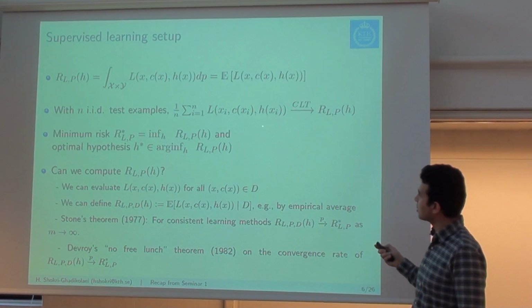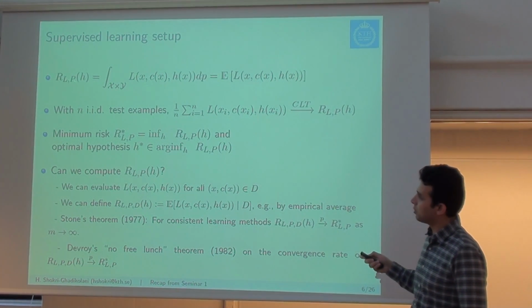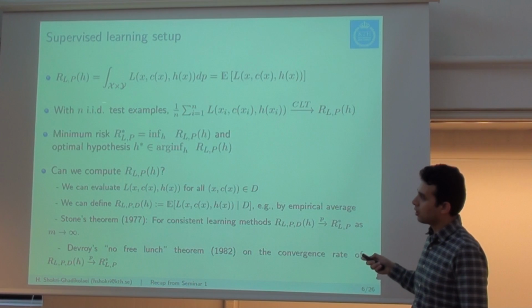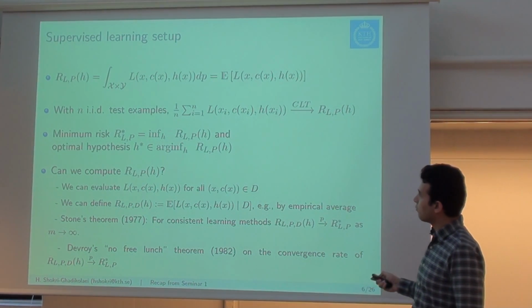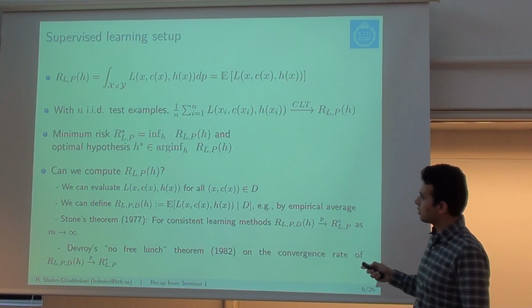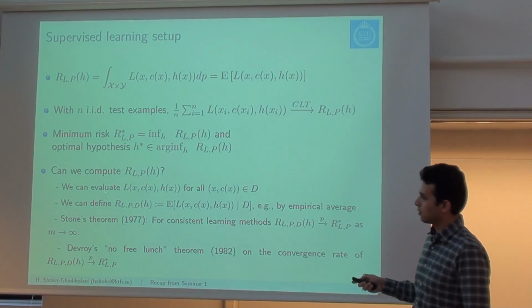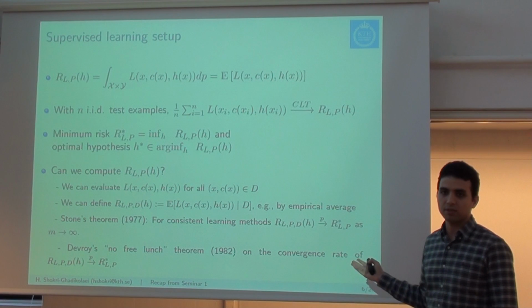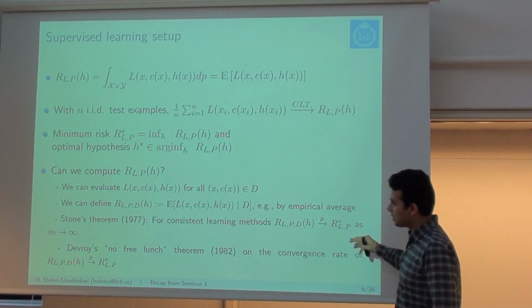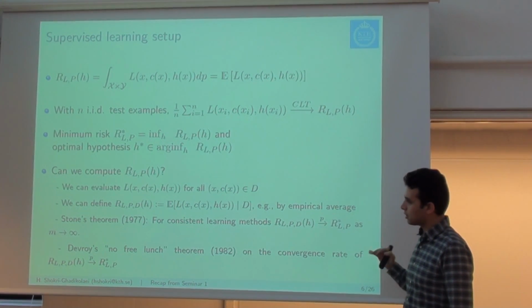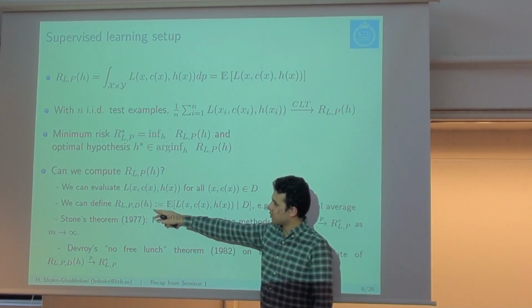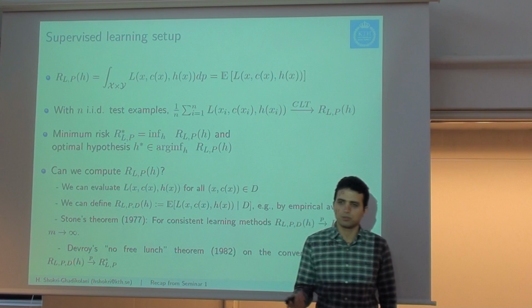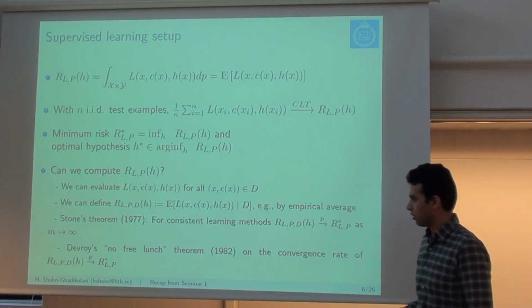We'll try to optimize this guy, but in central limit theory, this guy will be that. And then we want to try to minimize this guy, but from this, what we can do is that we can replace this by that. We will see later on that we should not do that, but at least this theorem says that for consistent learning methods, this guy here will converge to the true risk function, okay?